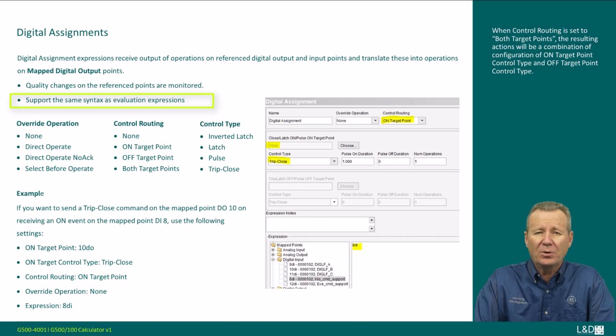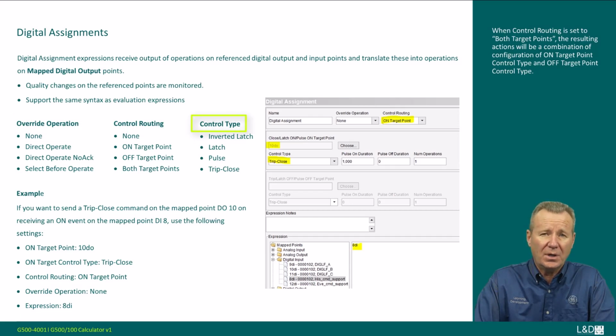You can specify the output commands by these parameters: override operation, control routing, on target point, off target point, control type, pulse on duration, pulse off duration, and number of operations.